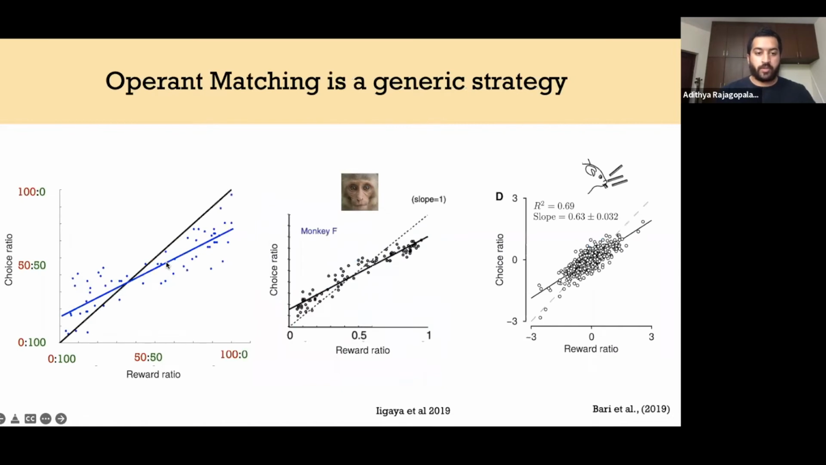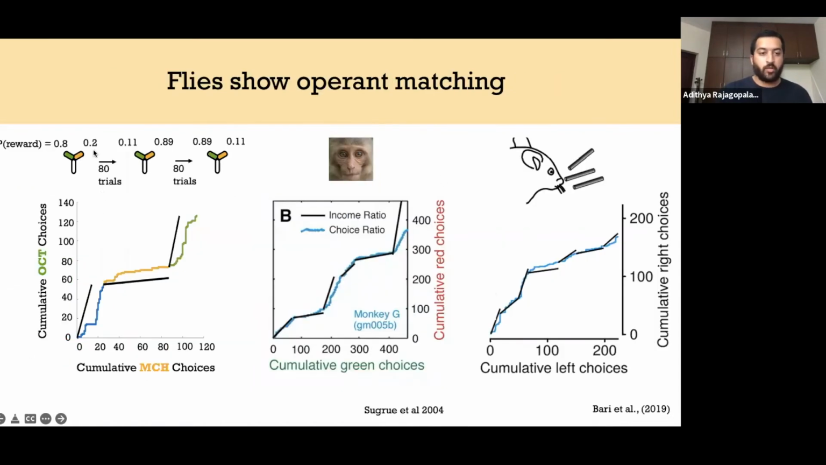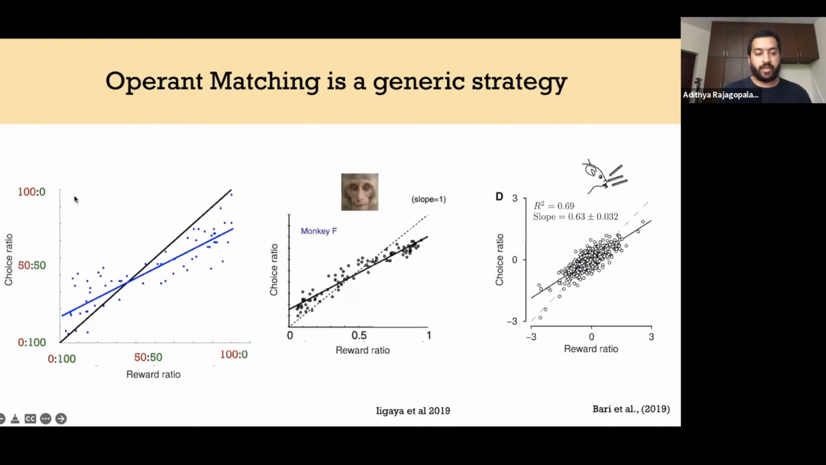And when I plot the average choice ratio for a given block, which is 80 trials in my case, we see matching with a slight amount of undermatching, as you can also see in the monkey and mice behavior. And so it looks like flies also choose between these two options in a similar way to these mammalian model systems.